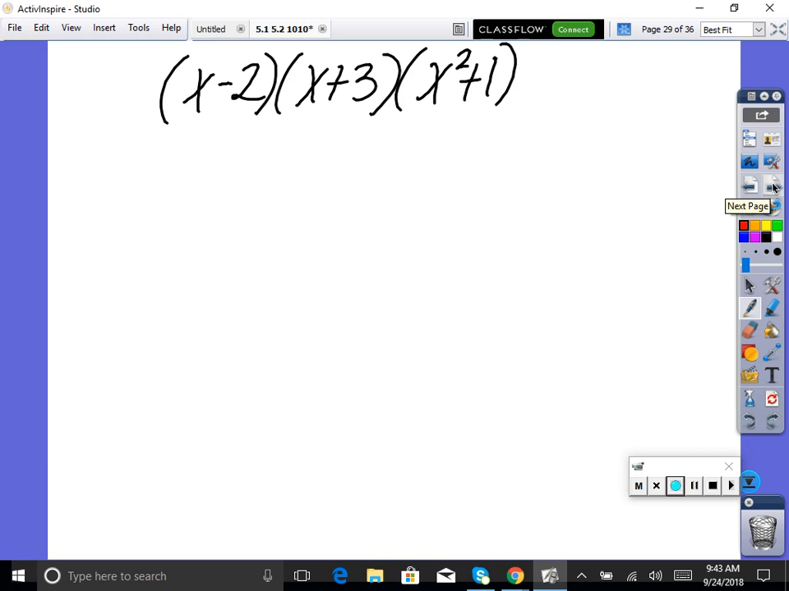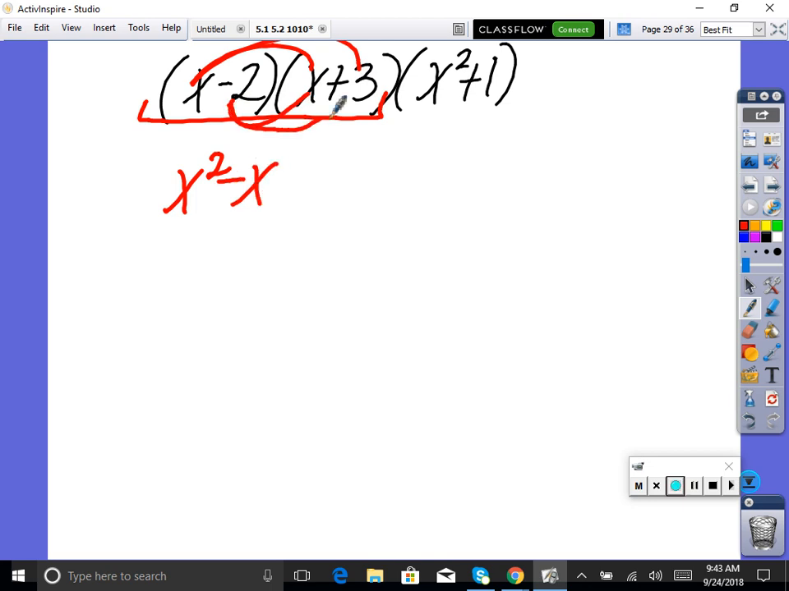Everyone listen, don't try to do it all at once. If you're ever multiplying 3 things together, multiply 2 of them together, combine like terms, and then multiply in a third. So focusing on 2 of them, you do x squared, then you have plus 3x minus 2x, which is minus 1x, then minus 6, everyone. Take that, and now once you have all like terms combined, then multiply in x squared plus 1.